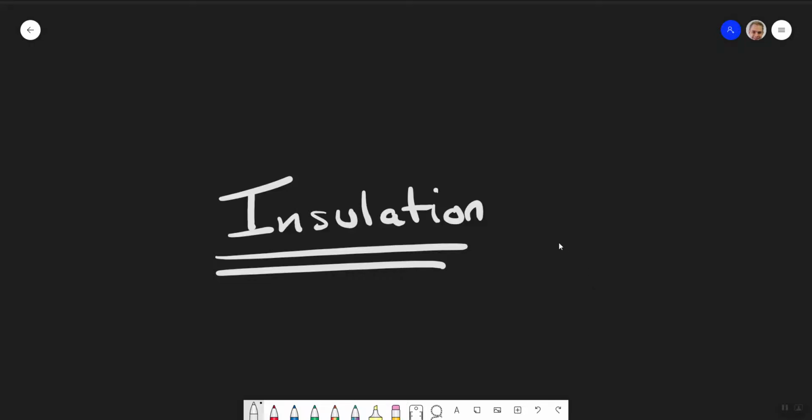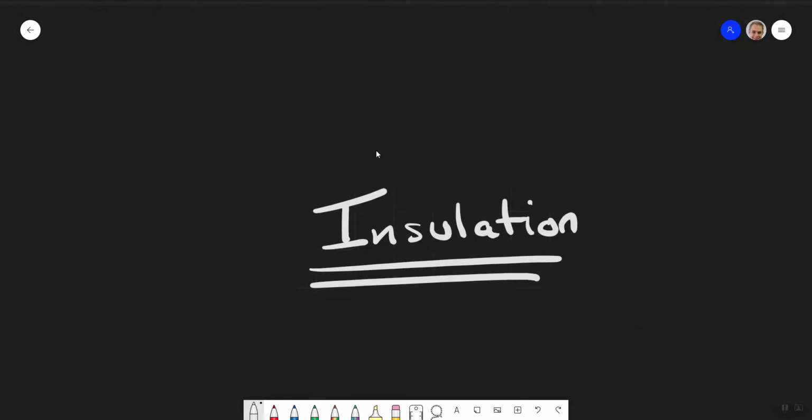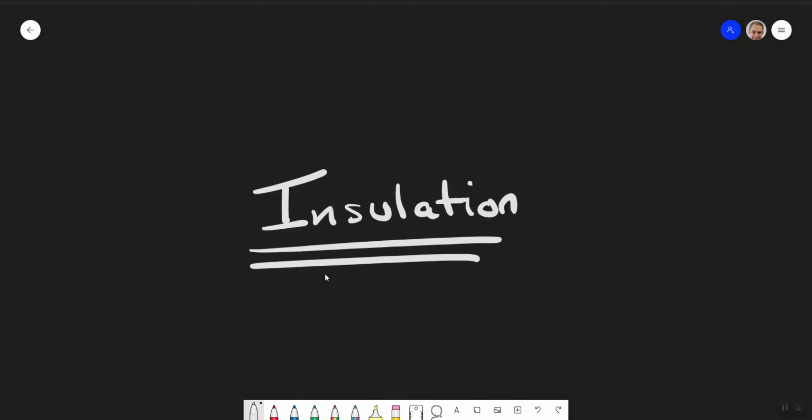Today we look at the wonderful topic of insulation. Excellent. In order to solve problems about insulation, we're going to use our knowledge of conduction, convection, and radiation.